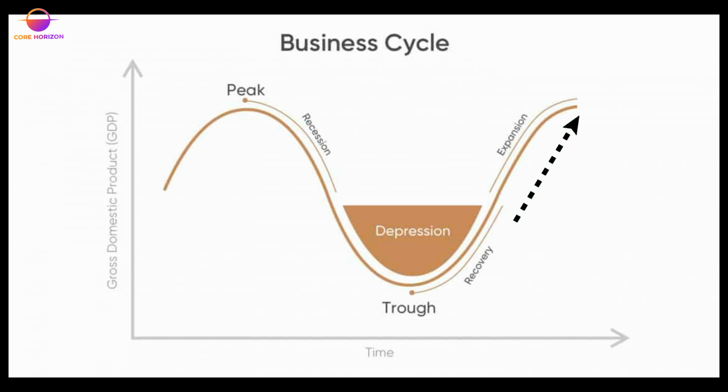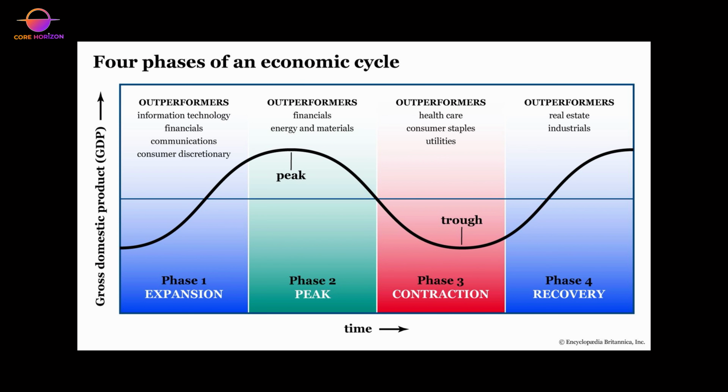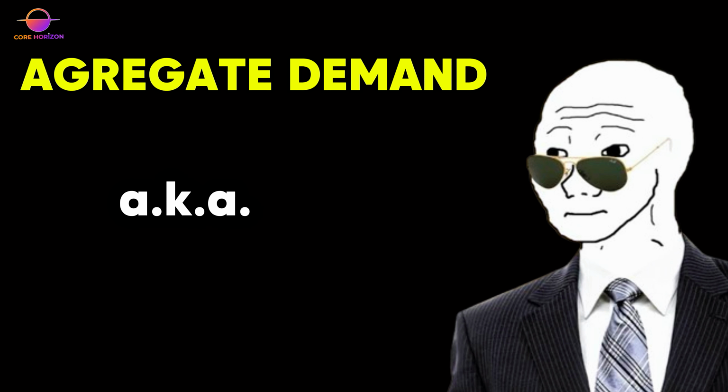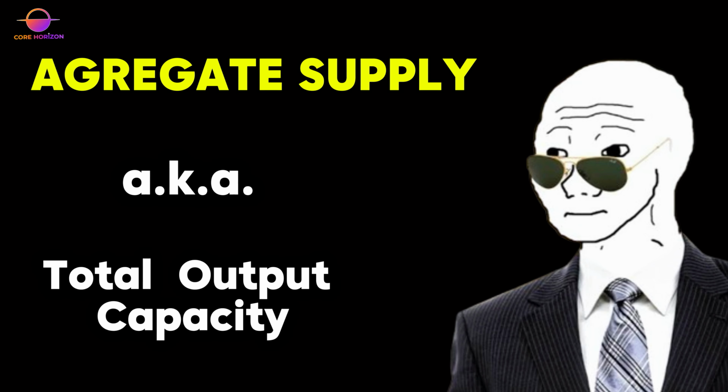Sometimes the economy grows, that's a boom. Sometimes it shrinks, that's a recession. And if it shrinks really badly for a really long time, that's a depression. These cycles are partly natural, but also influenced by aggregate demand, aka total demand, and aggregate supply, aka total output capacity. If demand outpaces supply, prices go up.